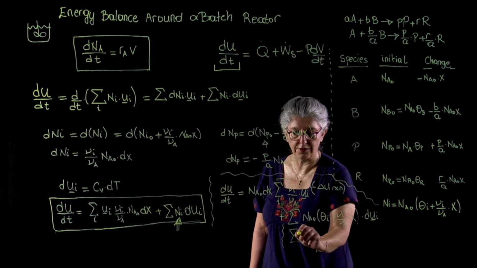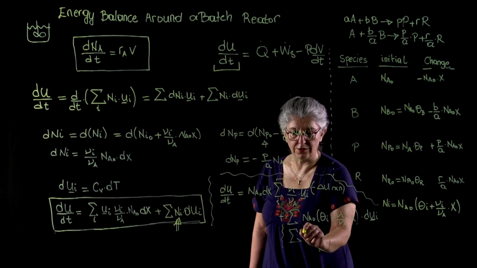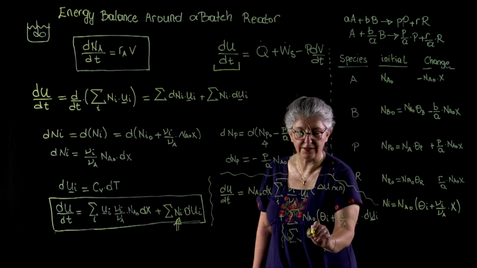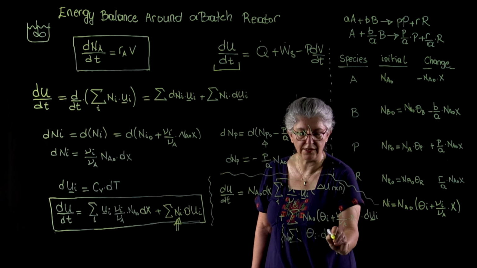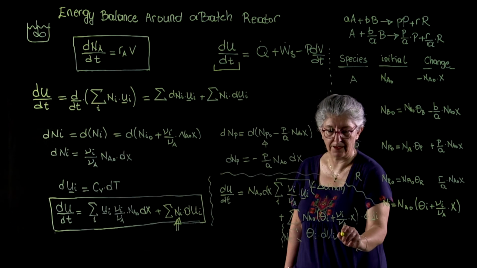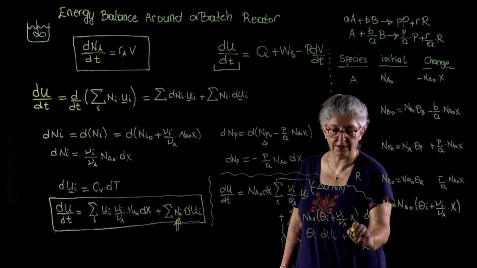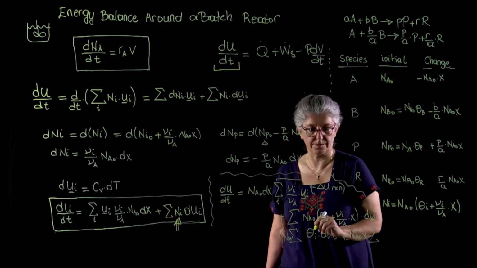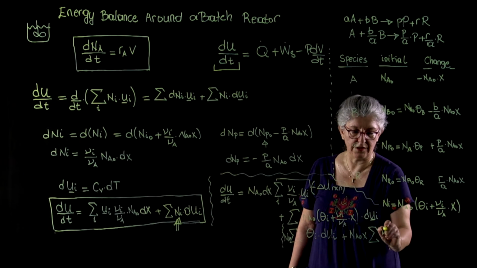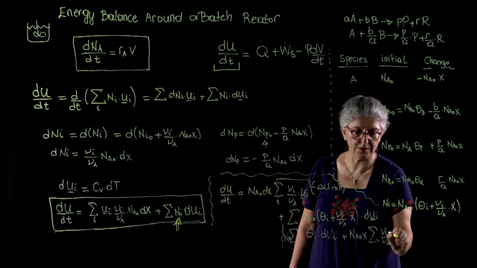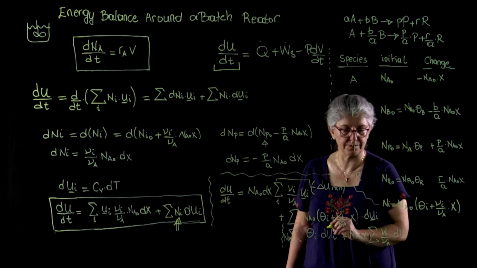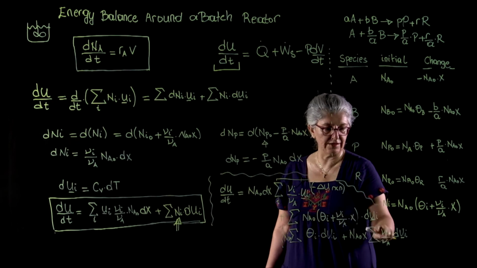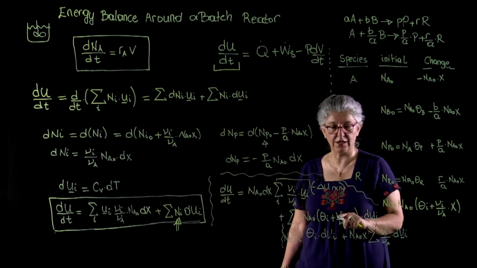Summation of Na0 summation of theta I times dui plus Na0x summation of nu I over nu A times dui. And if this is delta U of reaction, we are going to come up with a similar explanation for this term.